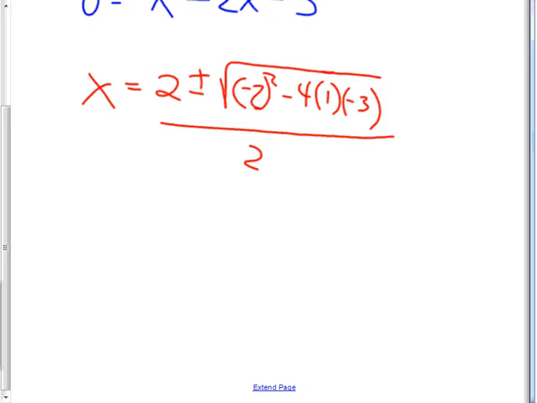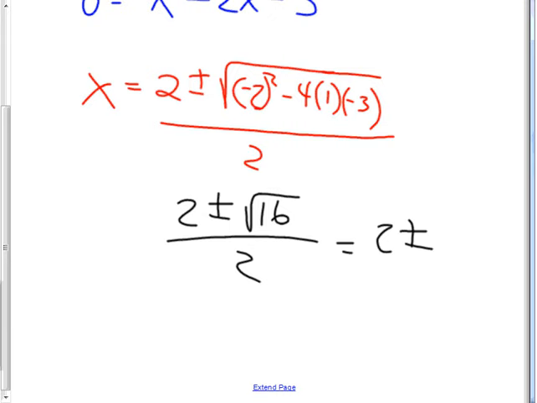Okay. Mr. M. I know it's your first name, but that's okay. Square root of 16. I know that one. So it's really 2 plus and minus 4 all over 2. And then you do it once with plus and once with minus. 2 plus the 4 makes 6 over 2, and that's equal to 3. 2 minus the 4 makes negative 2 over 2, and that's equal to negative 1. That's how my answers come out to 3 and negative 1.